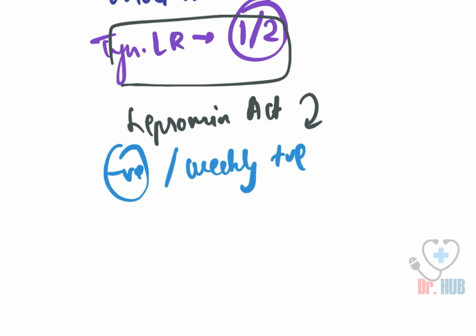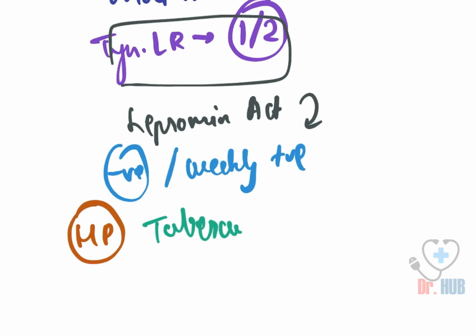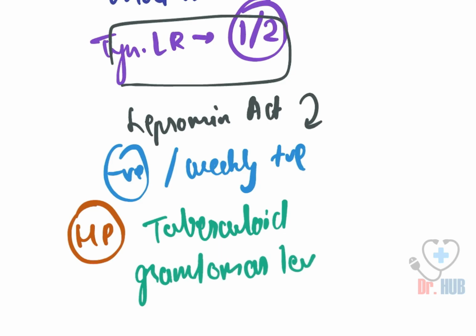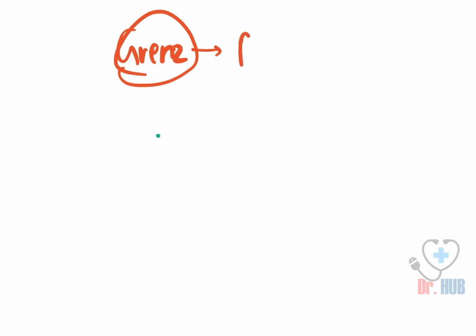Now we move on to the histopathology. Looking at the histopathology, there are tuberculoid granulomas, but they are less prominent. Then there is the presence of a zone, known as the Grenz zone, and this Grenz zone is more prominent.